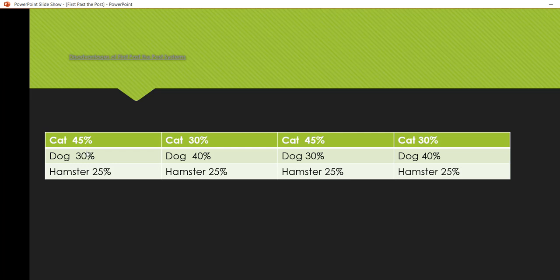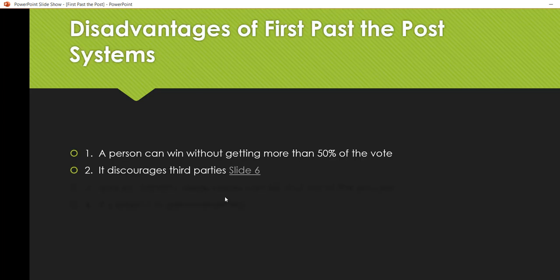So in this district, for example, the dog party and the hamster party represented collectively 55% of the people. So 55% of the people who voted didn't want the cat person to win, but the cat person won anyway. So those are two of the big disadvantages of first past the post systems.